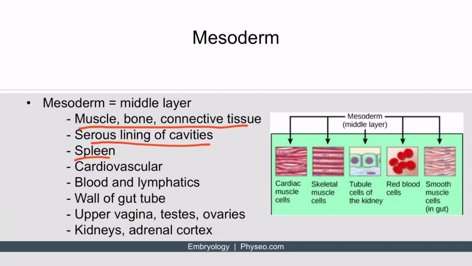Other structures include components of the cardiovascular system, including cardiac muscle cells, blood and lymphatics, the wall of the gut tube, genitourinary structures, including the upper vagina, testes, and ovaries, and finally, the kidneys and with them, the adrenal cortex. This is a long list of structures to remember, but if you take away one thing, I would remember the muscle, bone, and connective tissue, as well as the spleen.